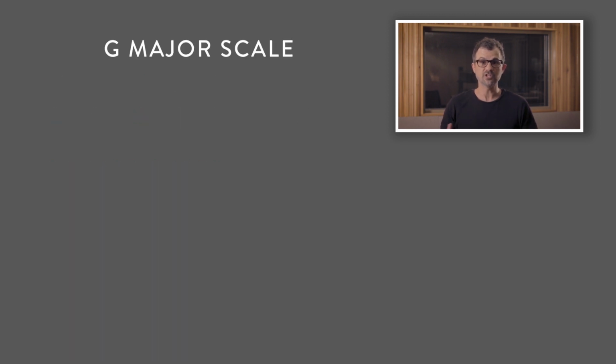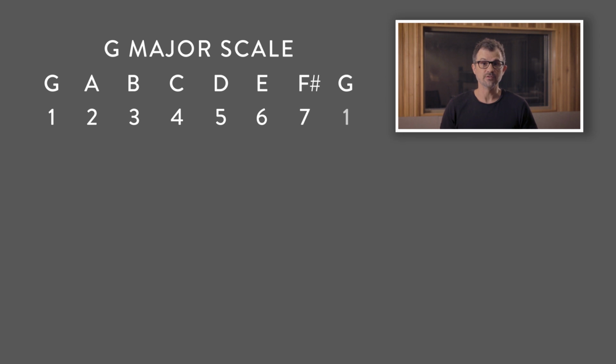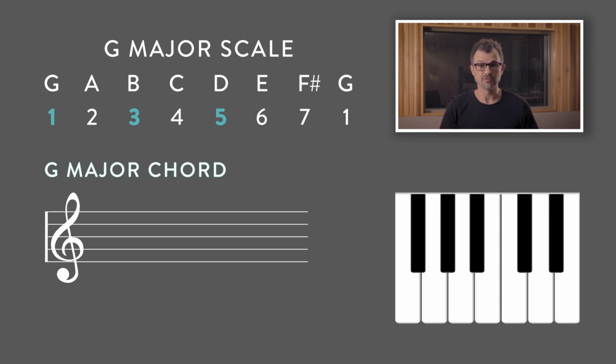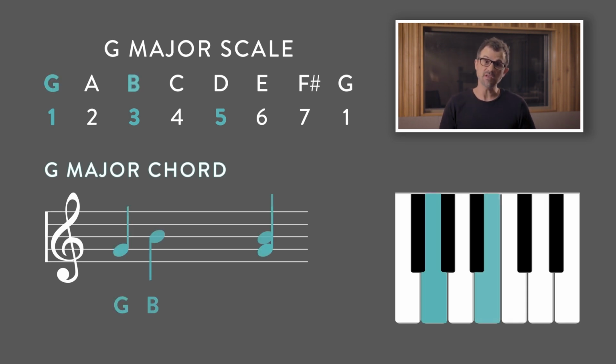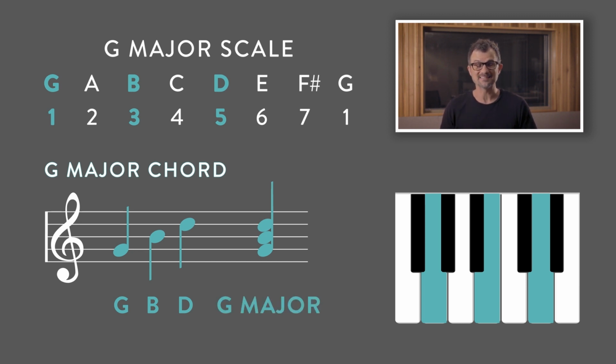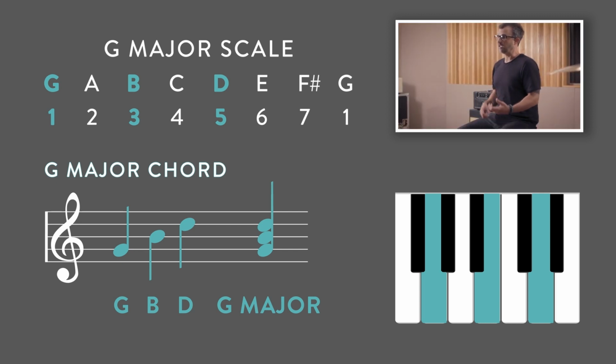So let's use the key of G major for another example. Here are the notes that make up the scale of G major as we discovered in the session on the major scale. Following the formula for the major chord, we know that the major chord is made up of the 1st, 3rd, and 5th note in that major scale. So in the G major scale, the 1st note is G, the 3rd note is B, and the 5th note is D. Therefore, the G major chord is constructed entirely of G, B, and D. If you form the chord on your instrument and check your notation chart, you'll find that the formula is true.